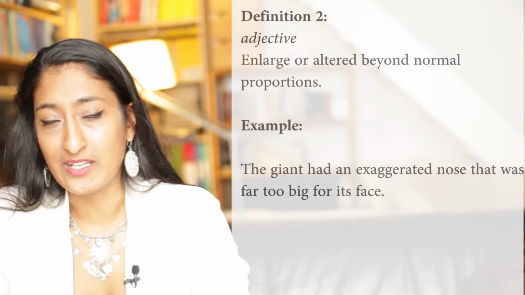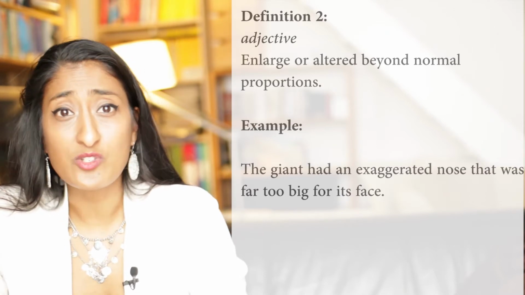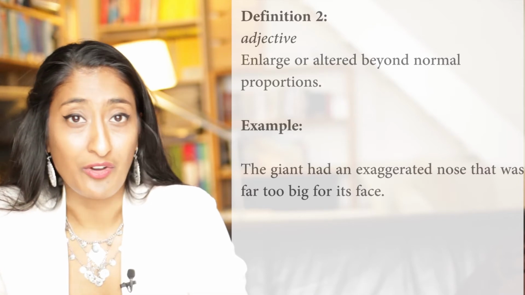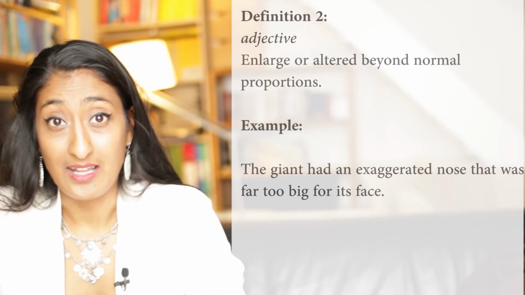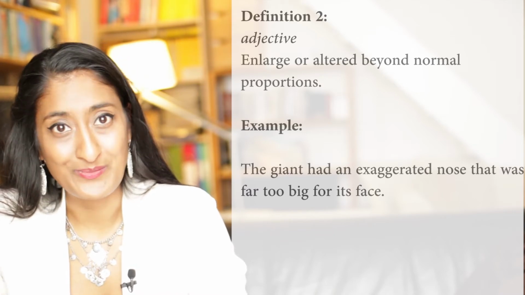Now, in this respect, you're saying that when this giant had an exaggerated nose, it was so big that it was just completely out of proportion on its face. Slightly similar, but it is another way that the word exaggerate can be used. Let's see how we spell the word exaggerate. Here's how I like to break up the word.